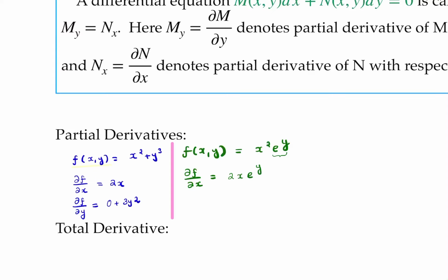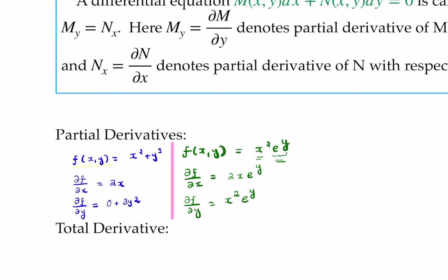Now here we have two functions multiplied together, x squared and e to the y. Since we are treating y as a constant, it's not a big deal. We can just leave it like that. But if this also involved some sort of x, then we would have to do the product rule. The partial of f with respect to y: again we treat x as a constant. The function of x is being multiplied, so it remains as is, and the derivative of e to the y is e to the y.